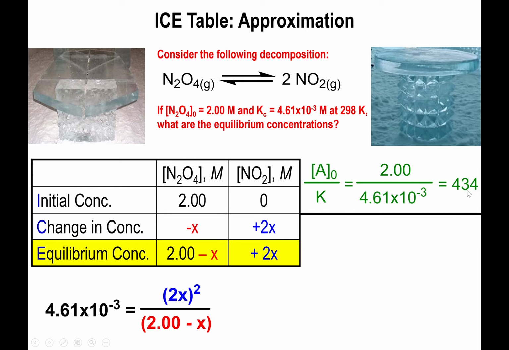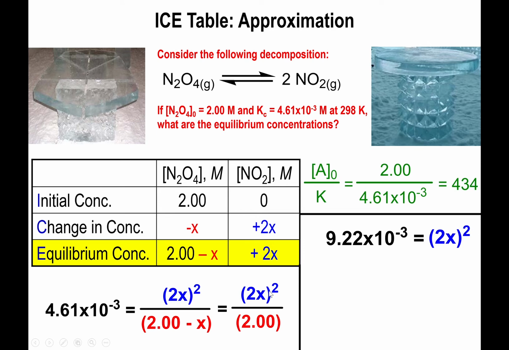So what this is telling you is that the change in concentration for N2O4 is going to be pretty small. Small enough that we could say that 2 minus x is pretty much the same as saying just 2. So we're saying the x is negligible. We take it out of the equation altogether. And so this simplifies the process a lot because all we have to do now is multiply both sides by 2, which is going to equal 4x squared. Here, if you multiply 4.61 times 10 to the negative 3 by 2, you're going to get the following value, 9.22 times 10 to the negative 3.